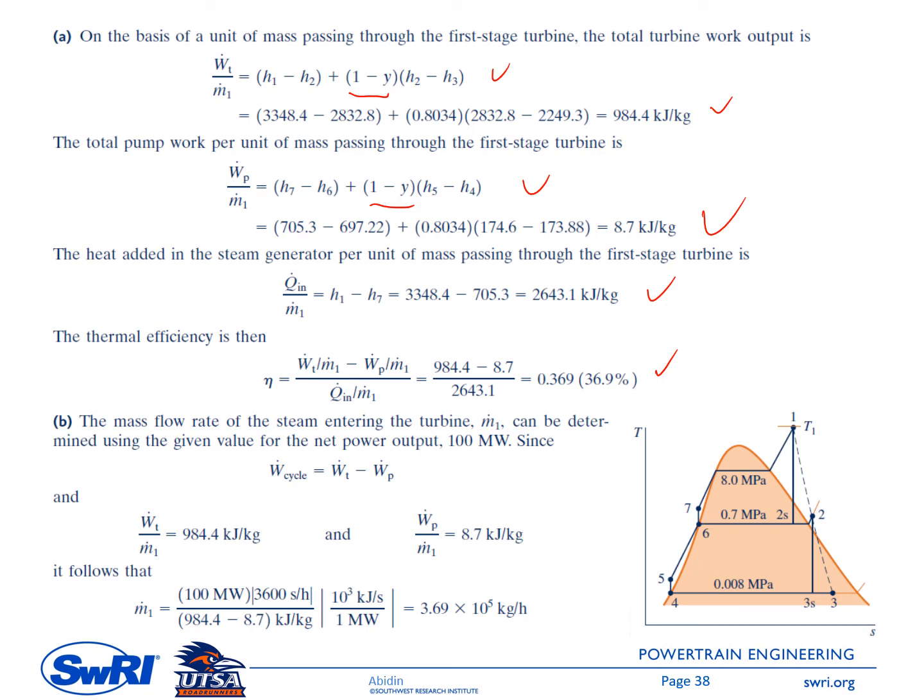And then the mass flow rate here, so you do the same thing like in the previous example. So we have the net power here, which is turbine power minus pump power, and we have the turbine power, we have the pump power per kilogram of the working fluid, and then you just plug in all the numbers, you should be able to get this mass flow rate, 3.69 times 10 to the power of 5 kilogram per hour.